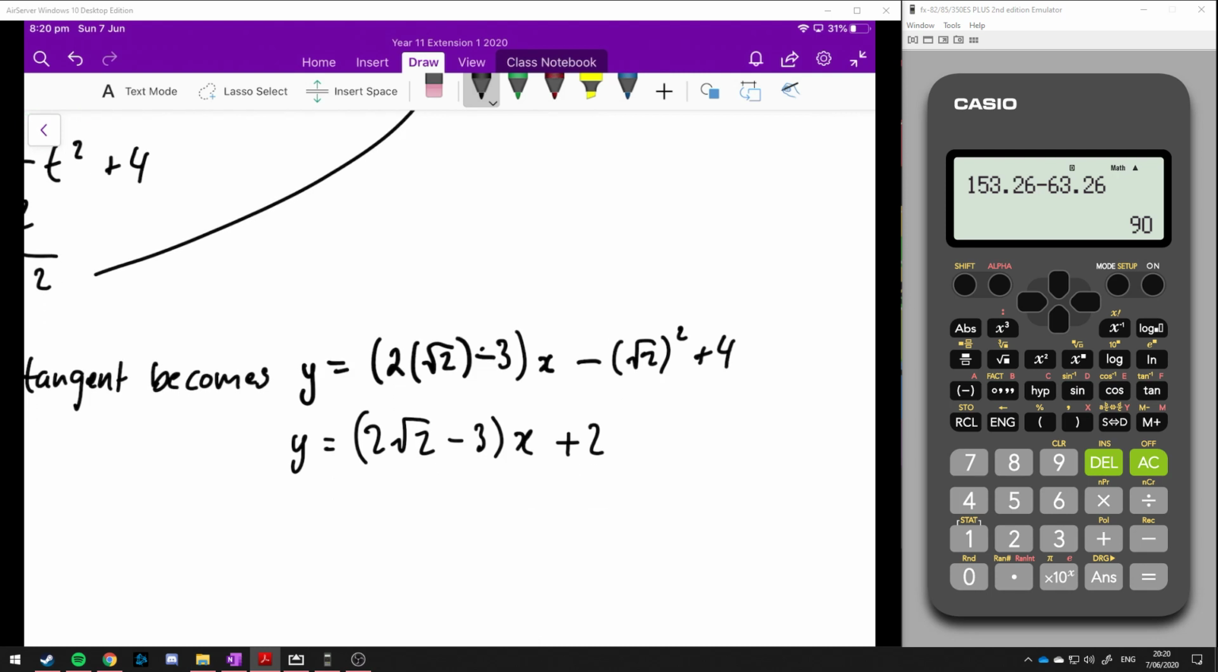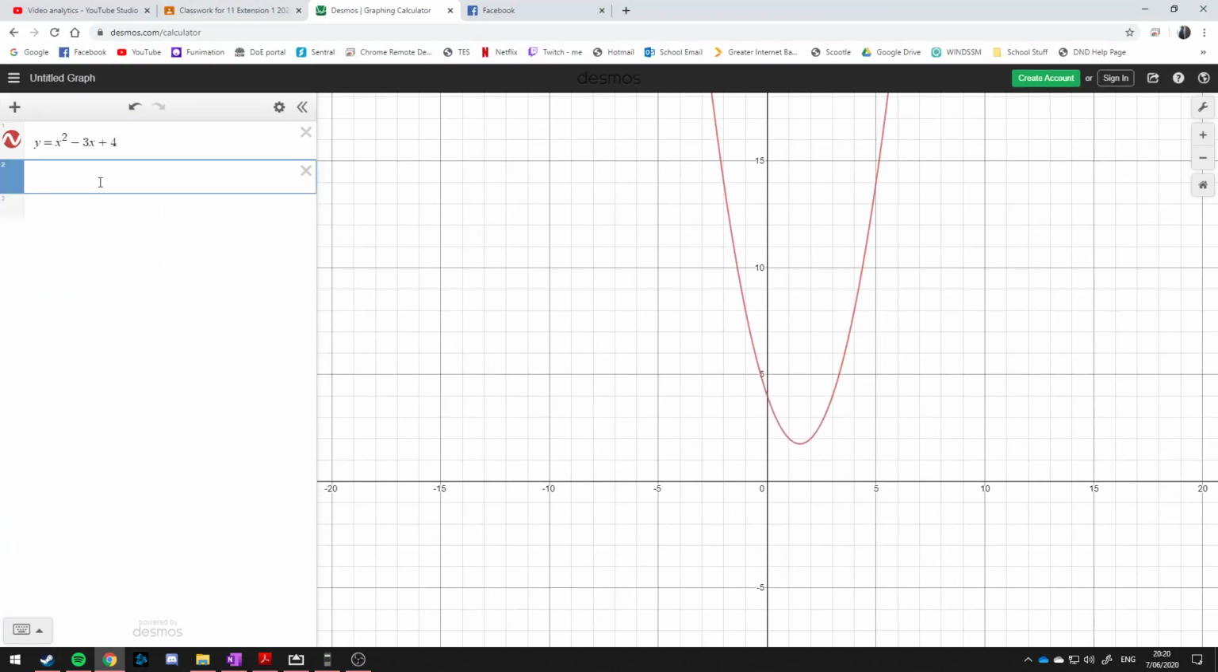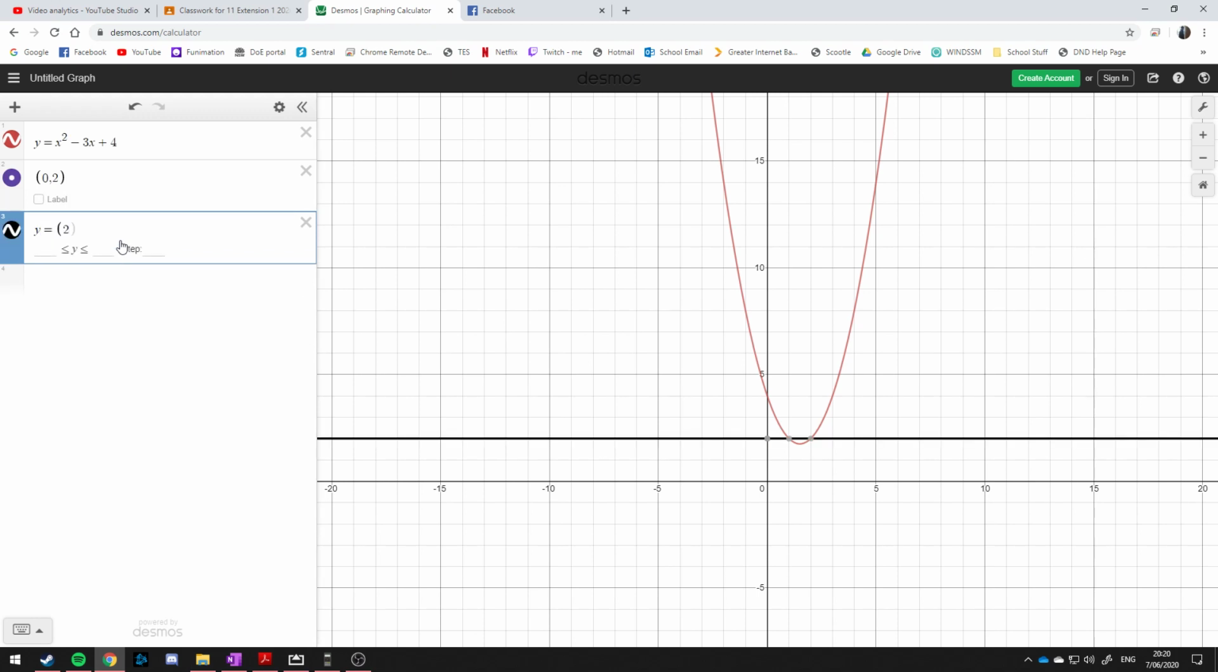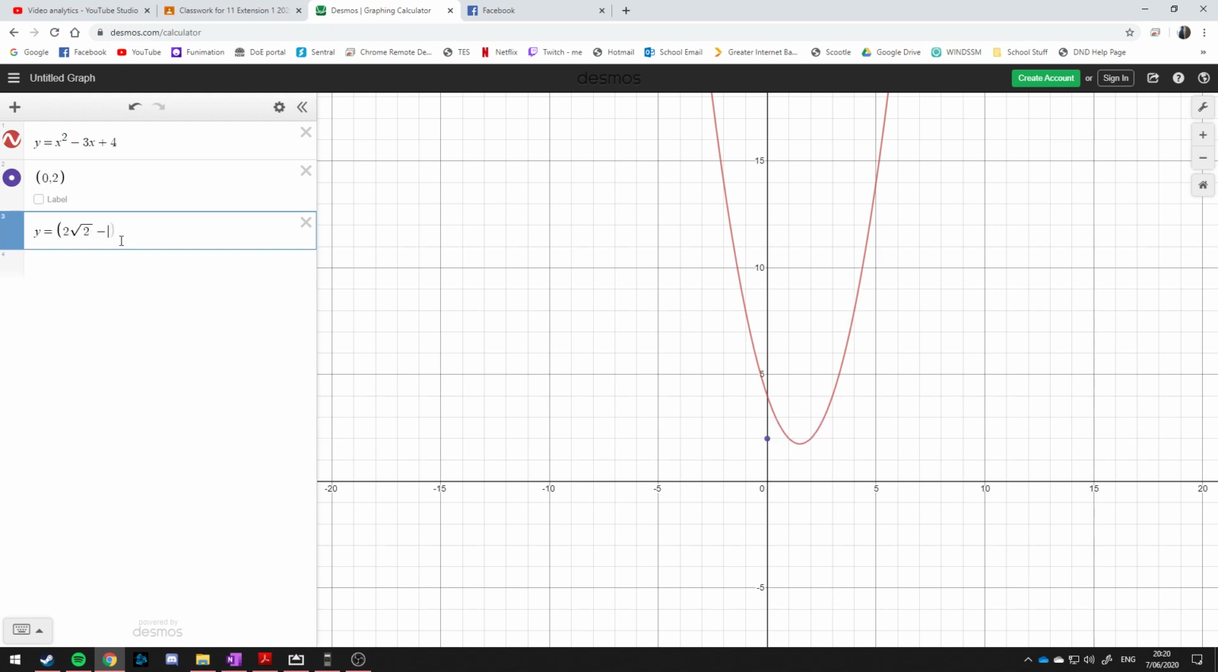So if we have a look up on Desmos now, here's the equation. The point I'm wanting my tangents to go through is 0, 2, so it's this point here. The first equation we've got is y is equal to square root 2 minus 3x plus 2. And what you can see is I've got this point on my graph here.